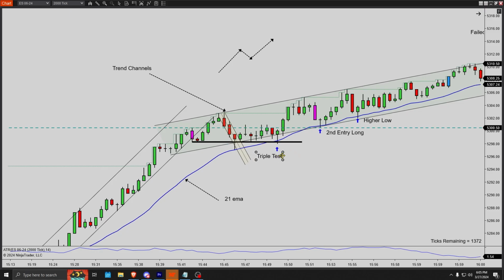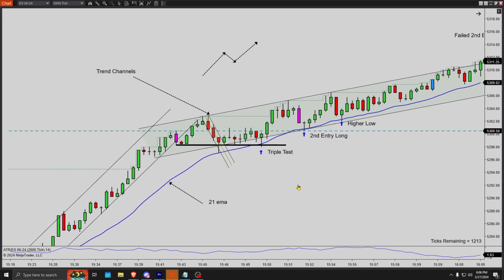And it does. And we have a nice triple test right here. It's tested the support once, twice, 3 times, and we have a great signal bar going in the direction of the trend, which is a nice hammer bar. And that's when we enter 1 tick above or drop a limit order in and try to sneak your way in and put your stop underneath the signal bar. So that's one example of a triple test and what setup we're looking for and how we figured it out and how we look for them.